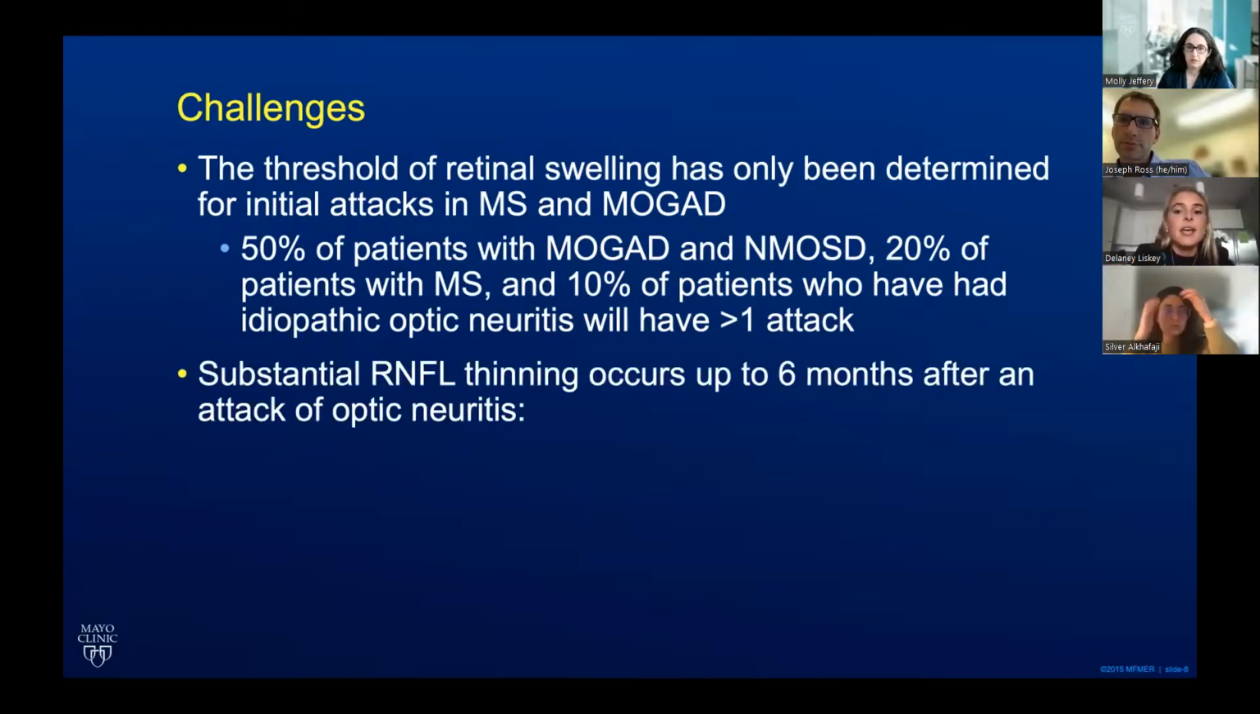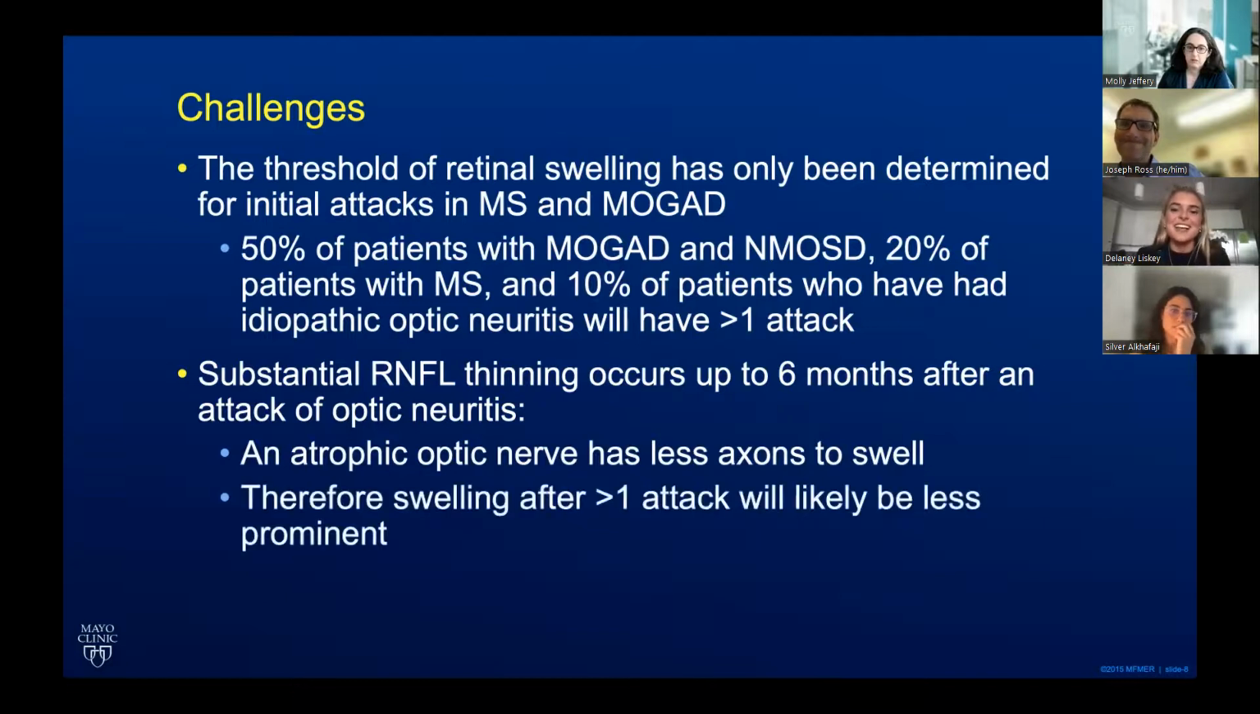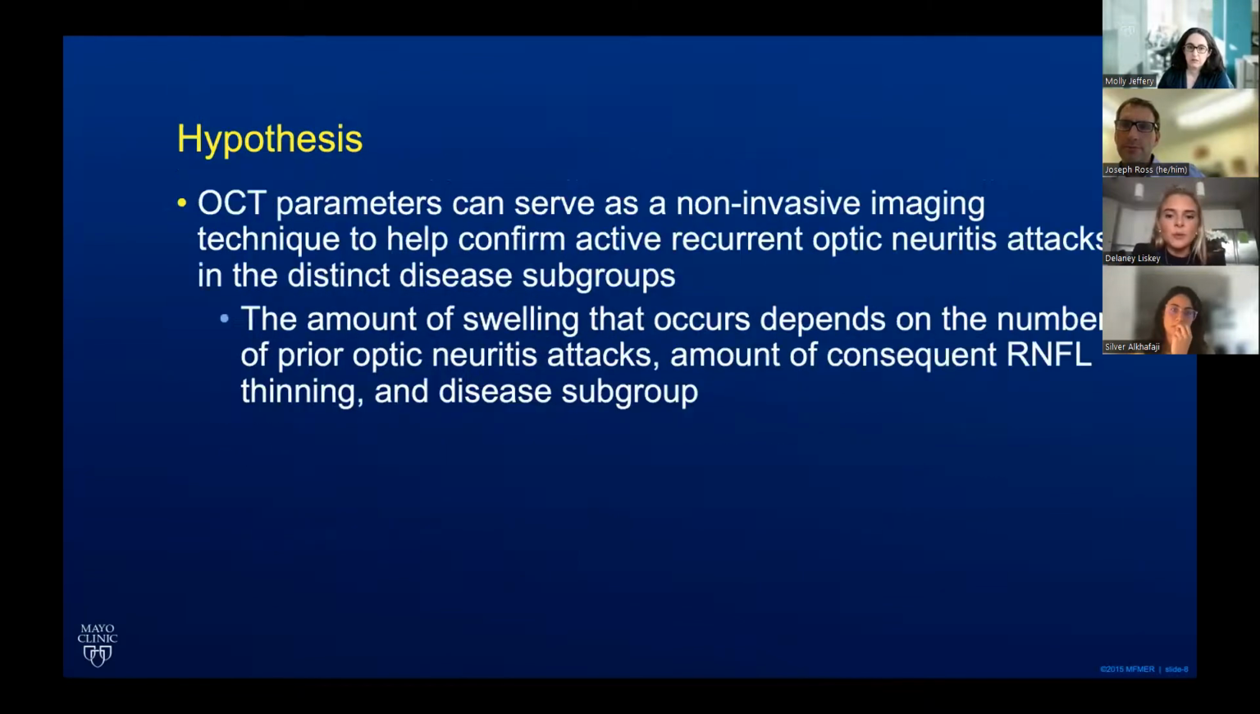In addition, substantial RNFL thinning occurs up to 6 months after an optic neuritis attack. And this is important because an atrophic optic nerve has less axons to swell. Therefore, swelling after more than one attack will likely be less prominent or not at all. And so we propose that OCT parameters can serve as a non-invasive imaging technique to help confirm active recurrent optic neuritis attacks within the distinct disease subgroups.